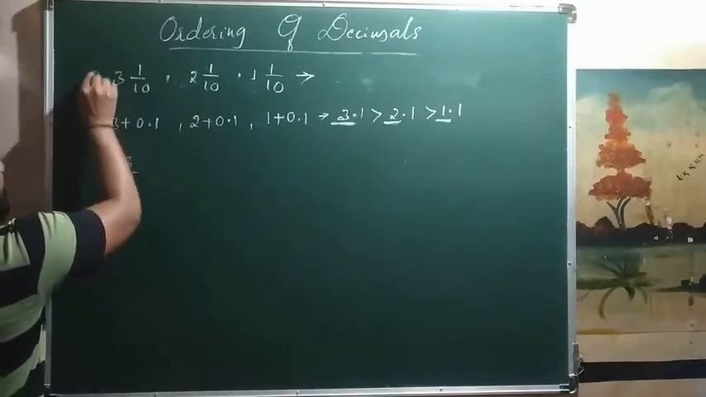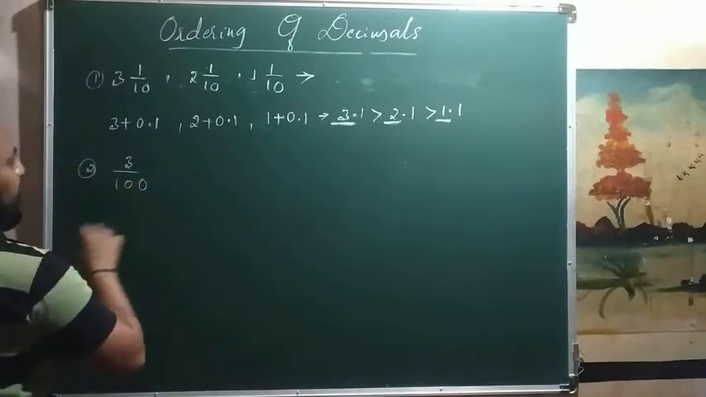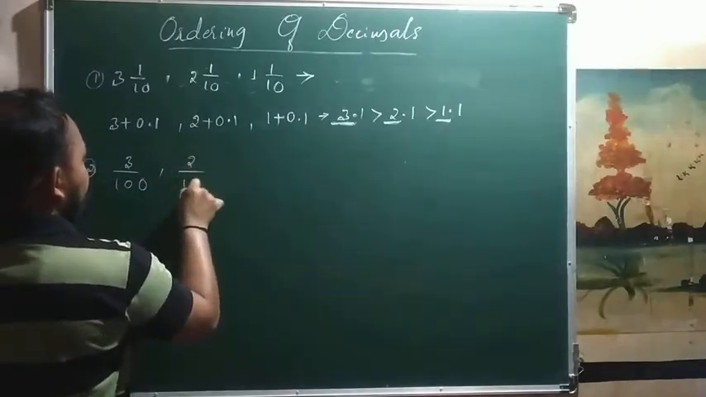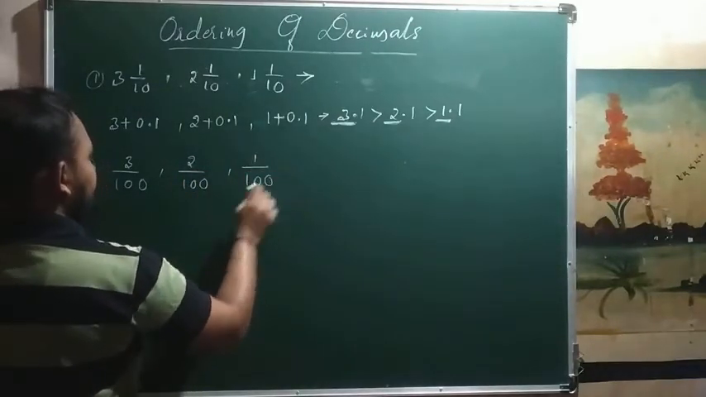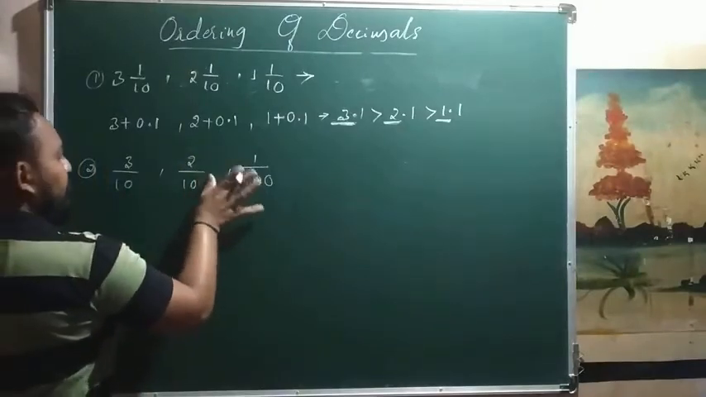Next, 3 by 100, 2 by 100, 1 by 100. Now take 10, 2, 1.